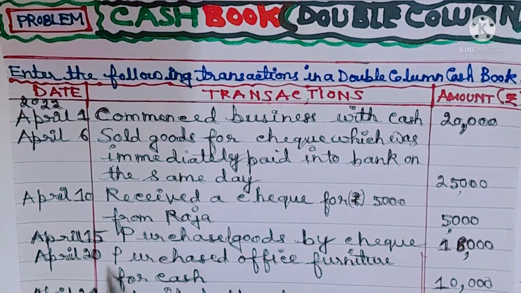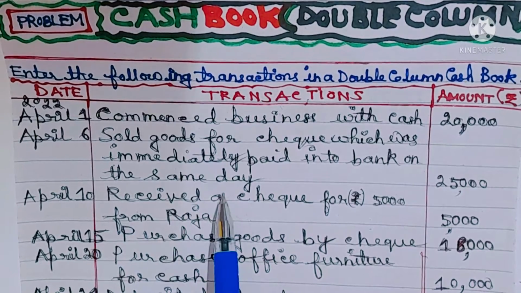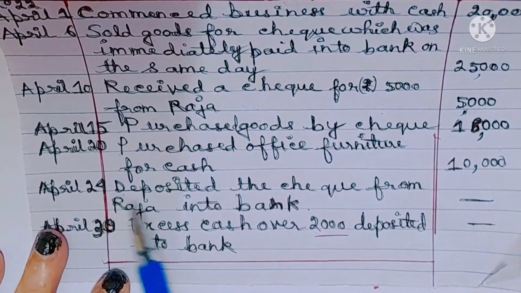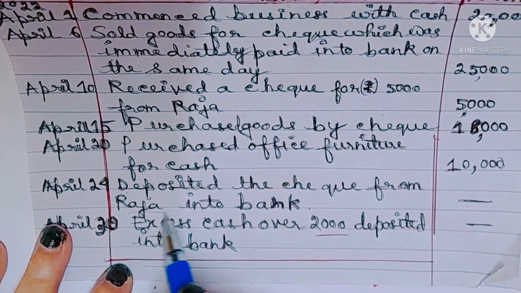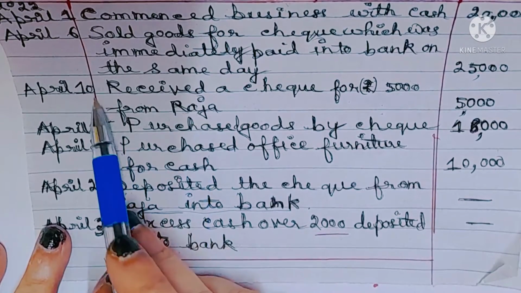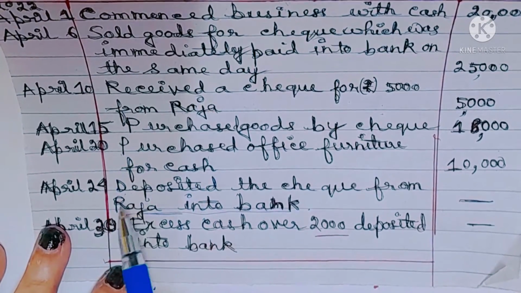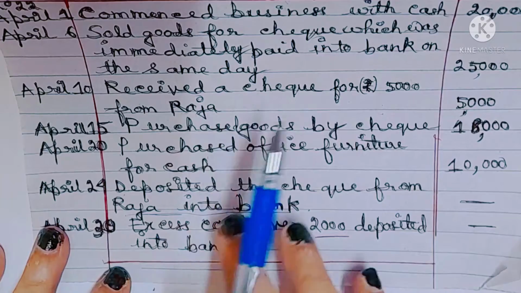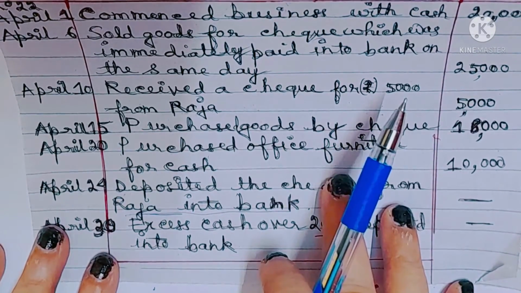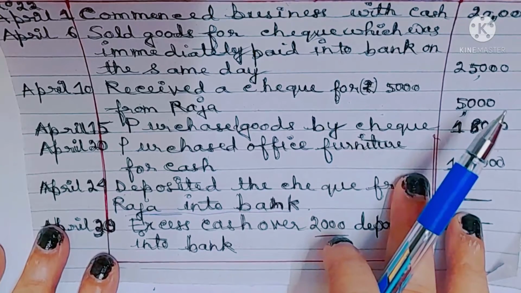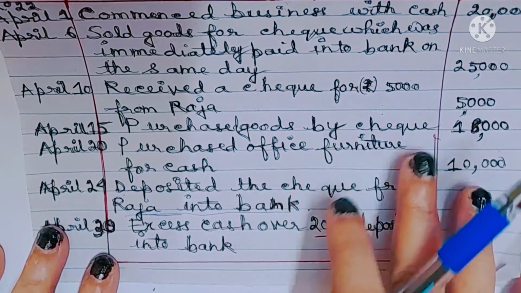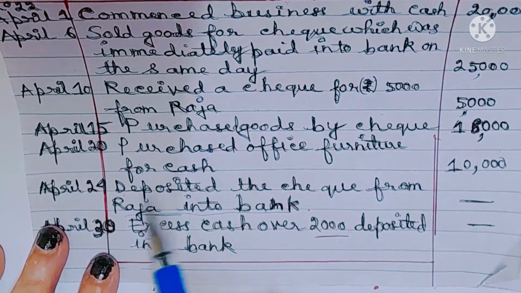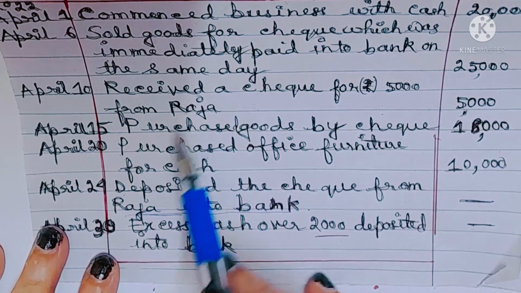Let's see the next transactions. 15th April does not mention this check, 20th April does not mention this check. See, on 24th April deposited check from Raja into bank. So received the check from Raja on 10th April, but the check was not deposited into bank till 24th April. That means the check was in hand. So the journal entry will be check in hand account debit to Raja account. Instead of bank account to Raja account, we'll have to write check in hand account debit to Raja account because the check was not deposited into bank on 10th April.